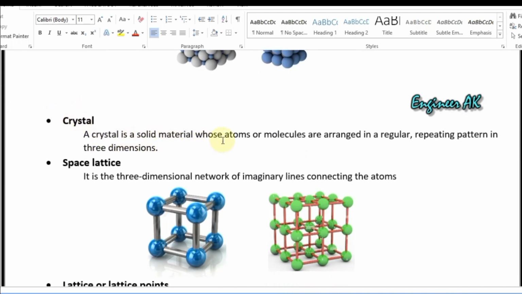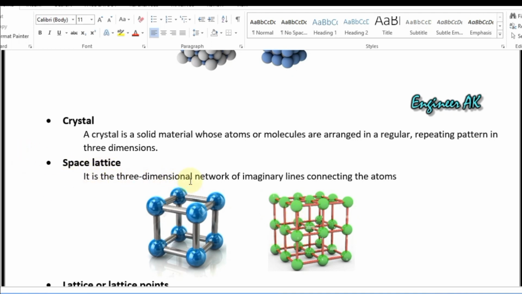What is a crystal? A crystal is a solid material whose atoms or molecules are arranged in a regular repeating pattern in three dimensions. If we see here, they are in a regular manner, right? Like at equal distance, in the same pattern. You can see them arranged in the same, regular pattern, right? So this is a crystal.